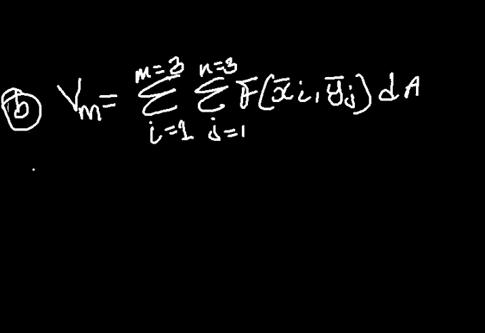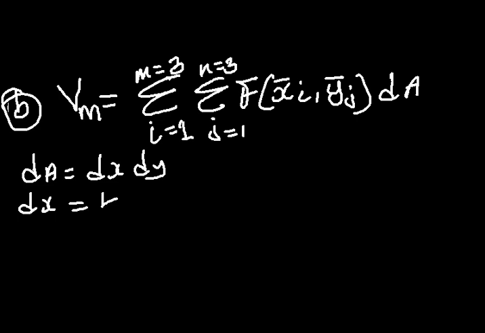So this is B, where we are dividing the volume using the midpoint rule. In this case we'll have to calculate the dA. dA is the same as dx times dy, of which dx has been given as 4/3, and the dy has already been given as 1. You can remember that. dA will now be given as 4/3.